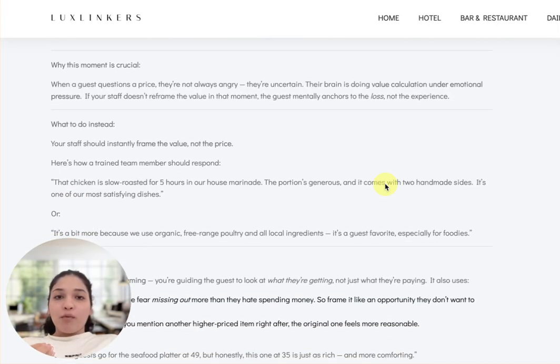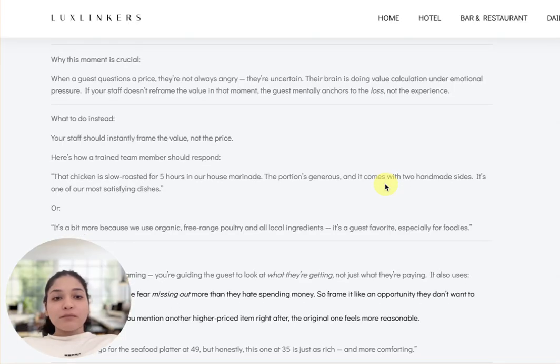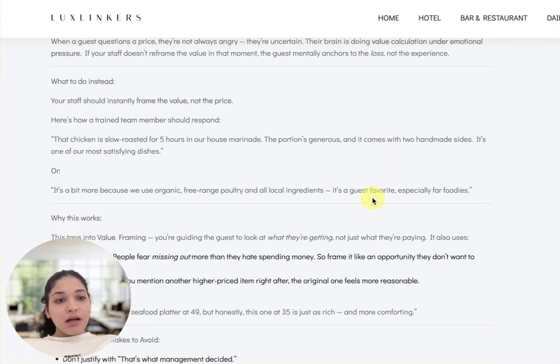Why is this moment in your business crucial? Because most of the time it happens to you, whether you want it or not. When your guest asks about the price, they are not always angry. You have to know they are uncertain. They think that something is not fair, but they are not sure about that, so because of that they ask you. The brain is doing value calculation under emotional pressure. If your staff doesn't reframe the value in that moment, the guest mentally anchors to the loss, not the experience. They lose everything.